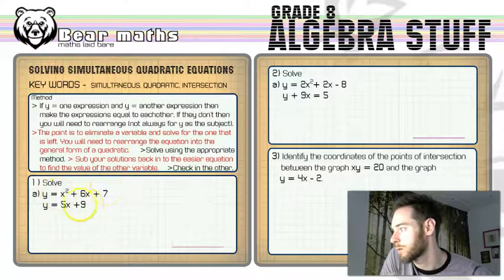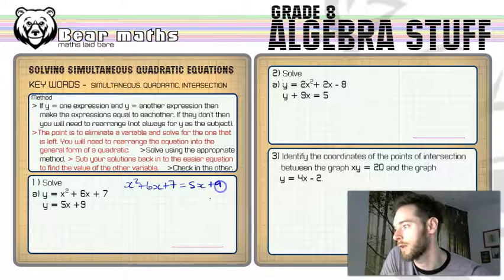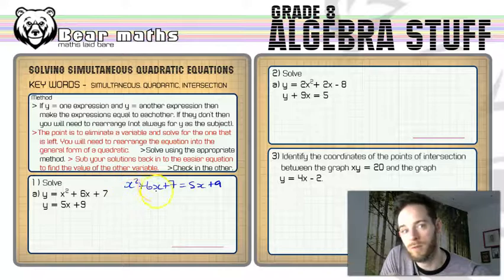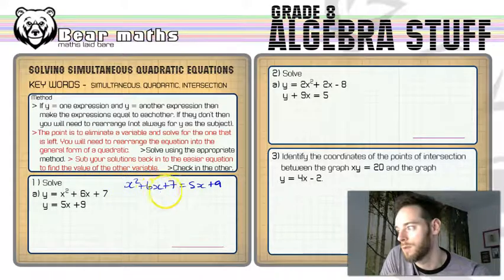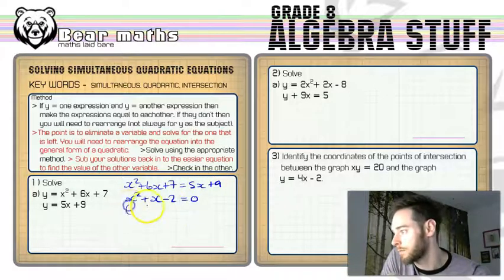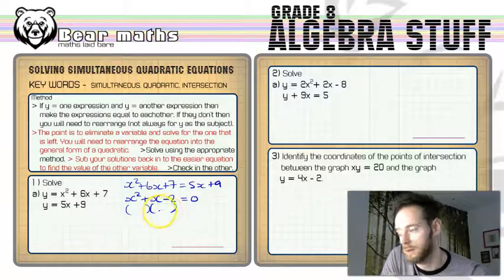Now, we can make this one equal to this one because y equals this and y equals this. So x squared plus 6x plus 7 is equal to 5x plus 9. Now we know this one's a quadratic and we want to solve it in that way. So we might be able to factorize it. And if it's a non-calculator paper, we'll definitely be able to factorize it. And we just take away the 5x and we take away the 9 from this side to make it equal to 0. So that's 1x squared. Take away 5x from 6x. That leaves us with 1x, so plus x. And then take away the 9 from the 7. That leaves us with minus 2. And that equals 0.